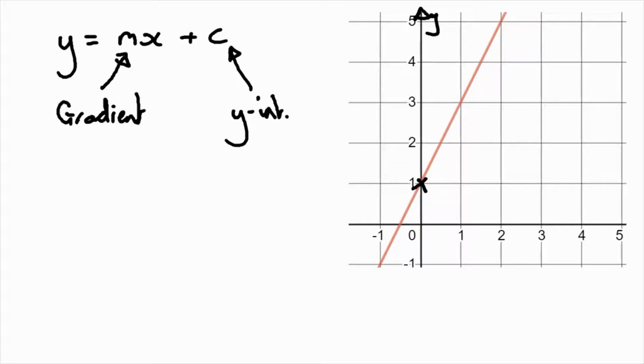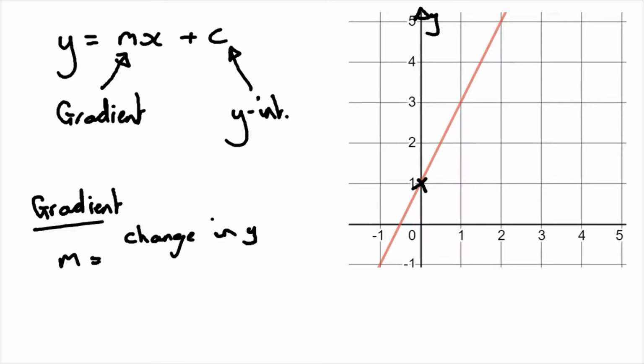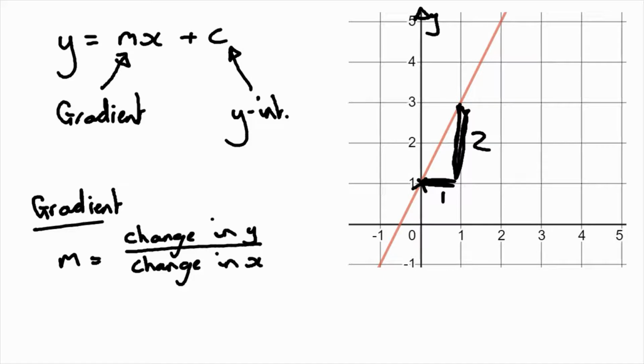Now with the gradient, we calculate the gradient as the change in y values over the change in x. Now the simplest way of doing this is to look for every one you go across, how much do you go up? So we're going across 1, we are going up 2.